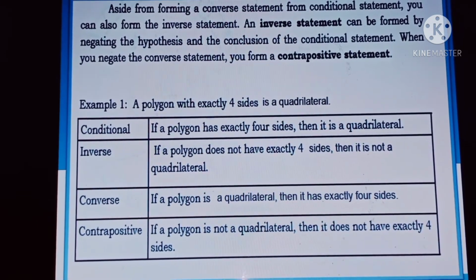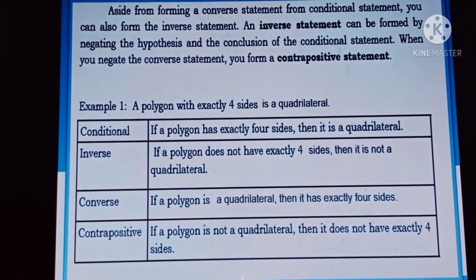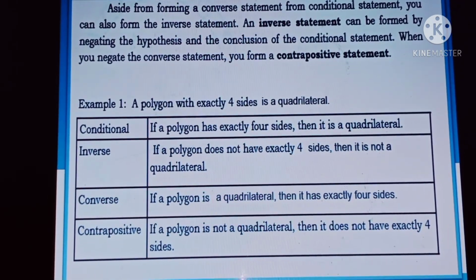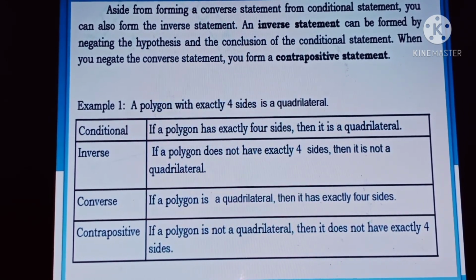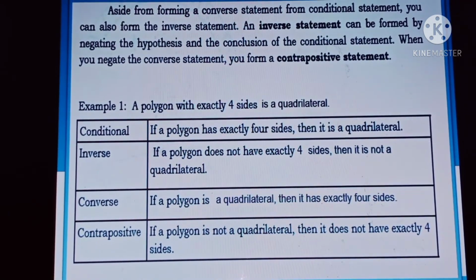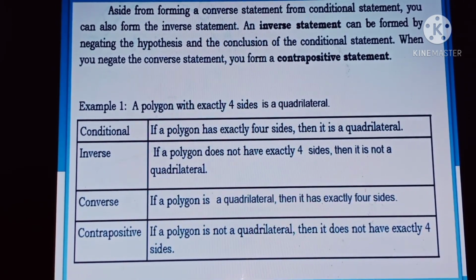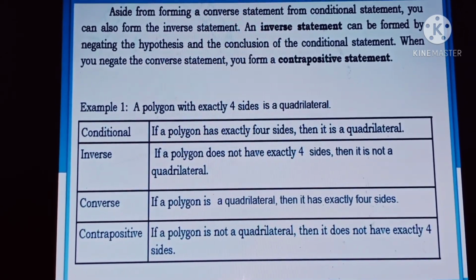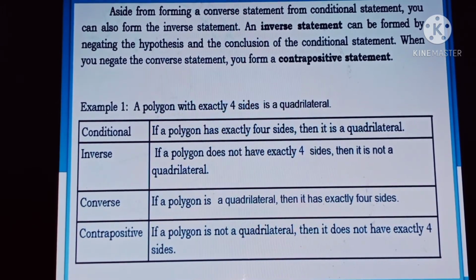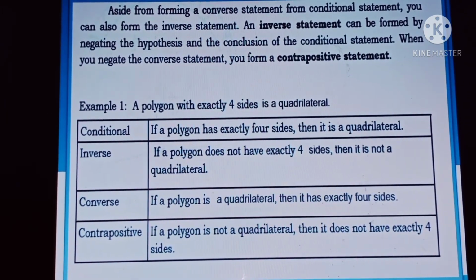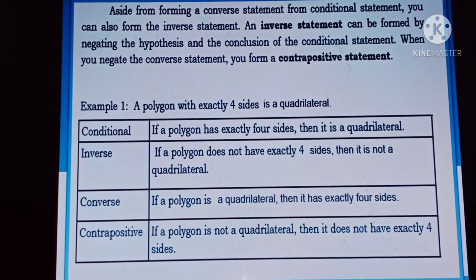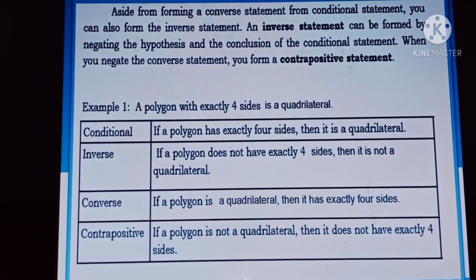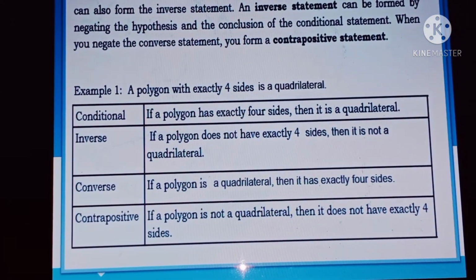So, una, pag si conditional statement, pinagpalit mo lang si hypothesis pati si conclusion, ang tawag doon ay converse. Tapos, pag ang conditional statement naman ay negating, so not hypothesis, not conclusion, ang tawag doon ay inverse statement. Tapos, si converse statement naman, pag ninegate mo, not conclusion, then not hypothesis, it forms a contrapositive statement. So, let's have example.